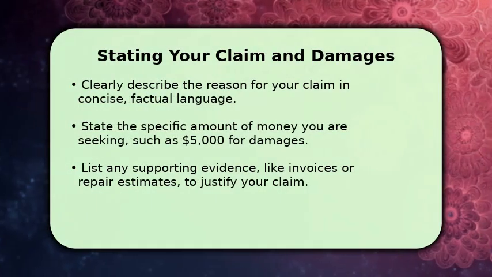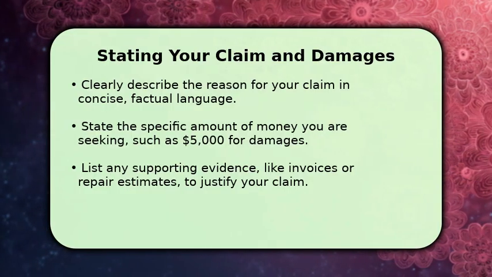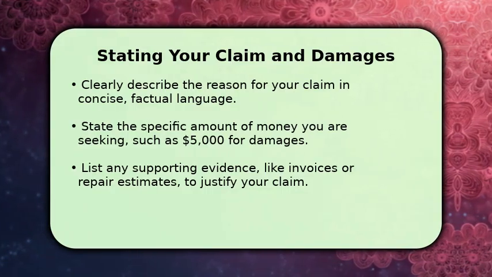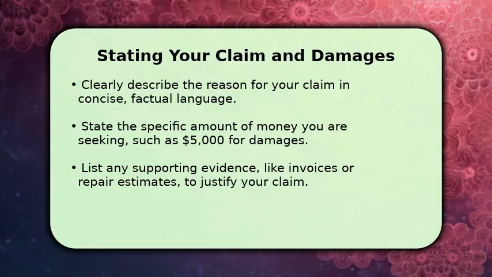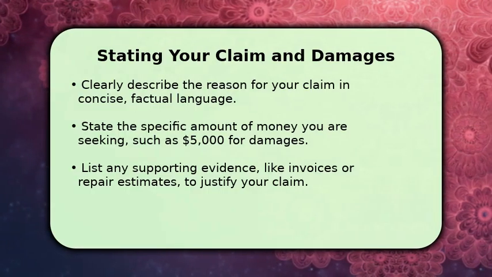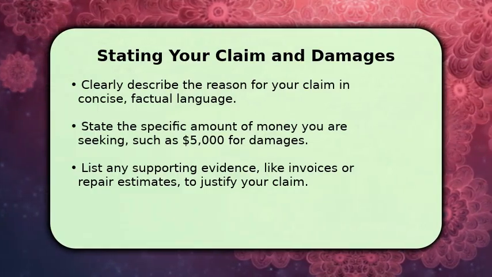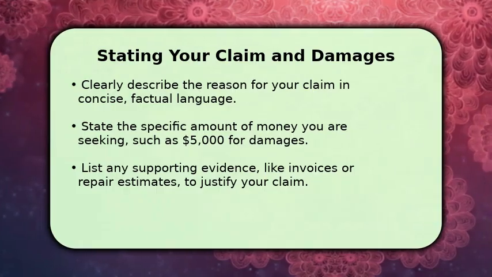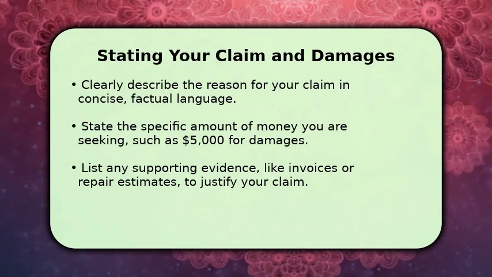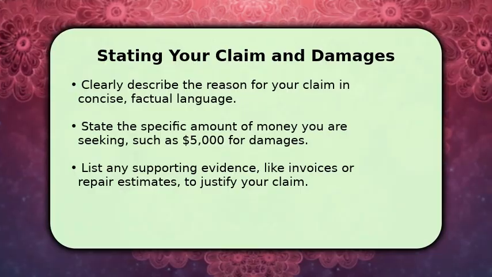Now, articulate the details of your claim. Describe exactly what happened, using clear and factual language. Avoid emotional statements and stick to the facts. Then, specify the exact monetary amount you are seeking, for example, $7,500 for property damage or unpaid services. Be prepared to justify this amount by listing any supporting evidence, such as invoices, repair estimates, or written agreements. This section is vital for the court to understand your requested relief.